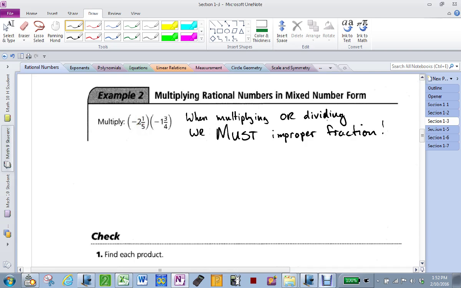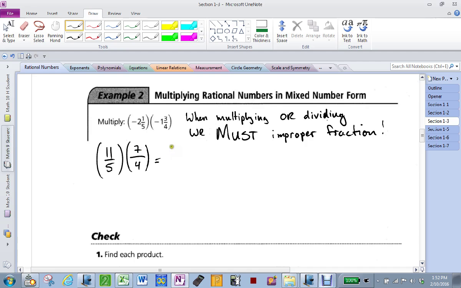So what's 5 times 2? 10. Plus 1? 11. So I have 11 over 5, correct? Times, what's 4 times 1 plus 3? 7. 7 over 4. Now, check. Can I do any tidying up now? Does 11 work with 5 or 4? Doesn't, does it? Does 7 work with 5 or 4? No. So we're stuck here, aren't we? It's already simplified.